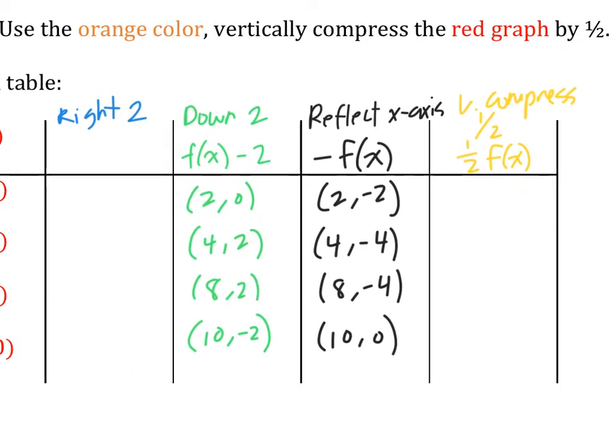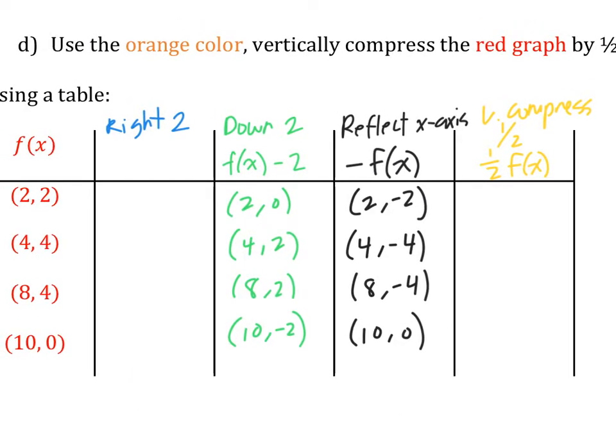Okay, so we're taking all the y values from the red one and we're dividing by 2. So that is (2, 1), (4, 2), (8, 2), and then (10, 0) stays (10, 0) again.